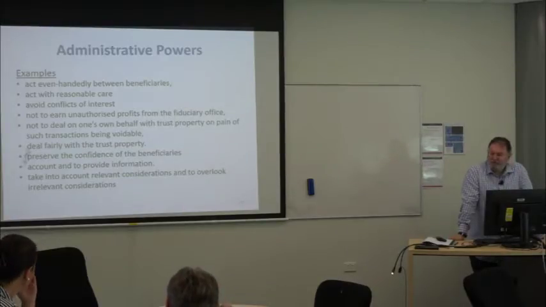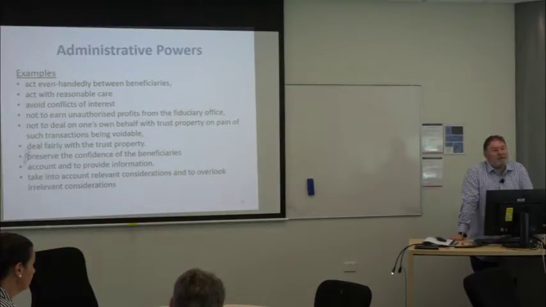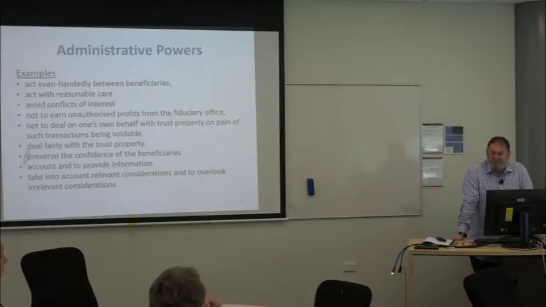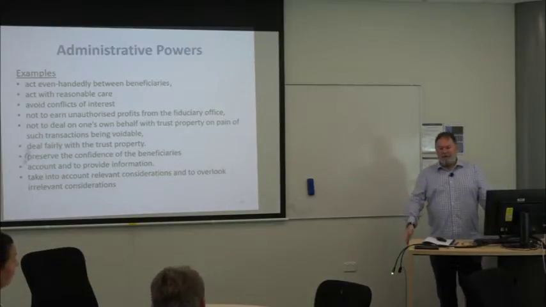Dealing fairly with trust property. We're all familiar with these sort of concepts. Everything we do, we have to be reasonable and be fair and whatever. This is the interesting one. Preserve the confidence of the beneficiaries. That's tricky, and it's going to get trickier as we go. What was it? It was the recent case of Green and Green, which was very messy, and it's probably still going on in the background somewhere.